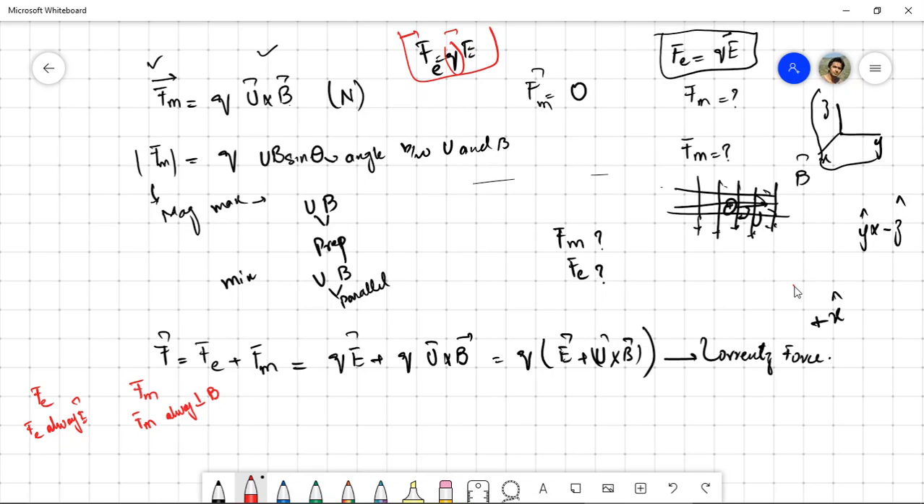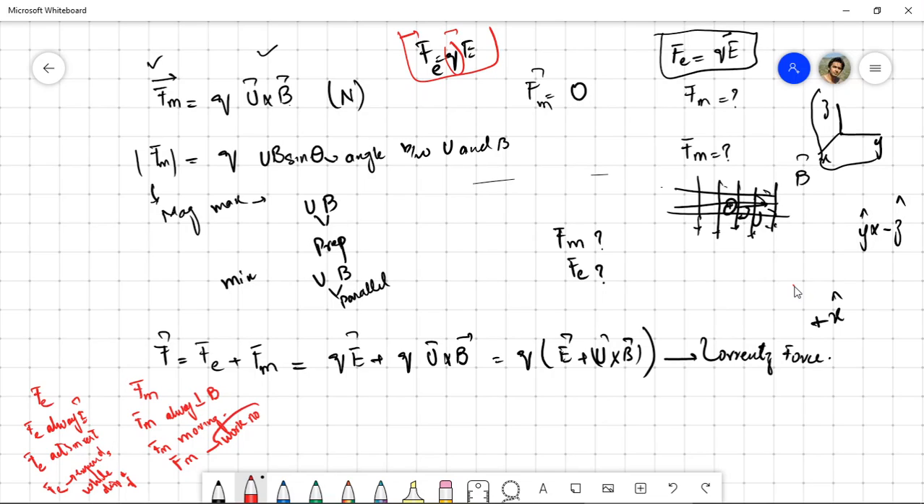Now Fe acts on a charge even if it is at rest. Fe acts on a charge in rest position, but Fm only acts on a charge when it is moving. So this is the other difference between these two forces. Fe expends energy while displacing a charge Q. But Fm does not do any kind of work.